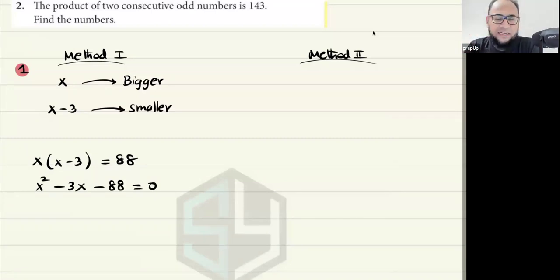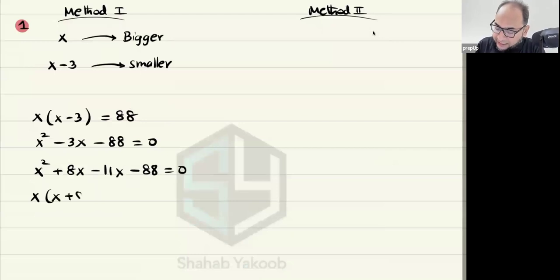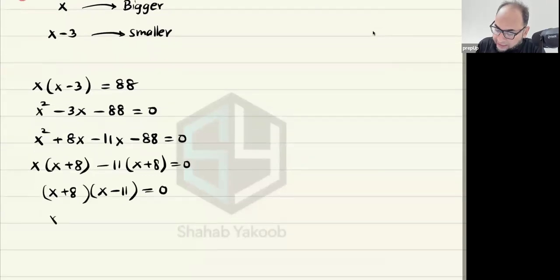Now, what are the factors of 88? It's not necessary that we use the quadratic formula. We can use factorization also. So 88 is basically 8 into 11. So let me write this: x squared, positive 8x, negative 11x, negative 88 equals 0. x(x plus 8) minus 11(x plus 8) equals 0. (x plus 8)(x minus 11) equals 0. Therefore, x is negative 8, x is positive 11.